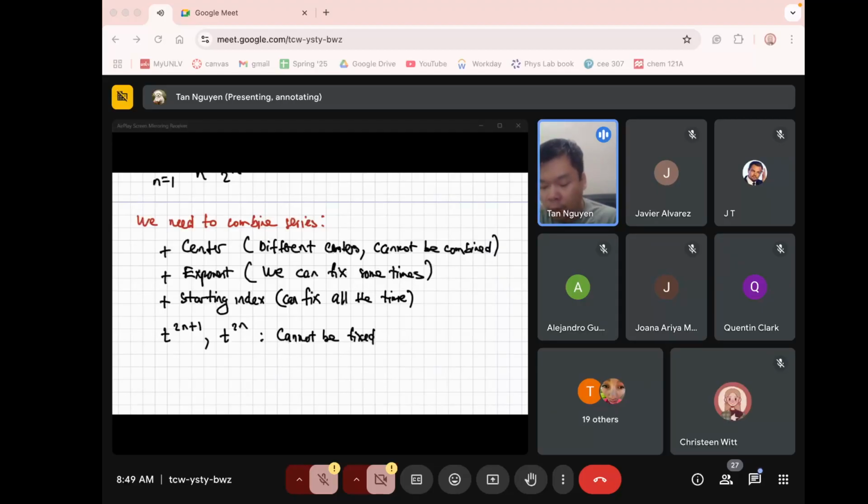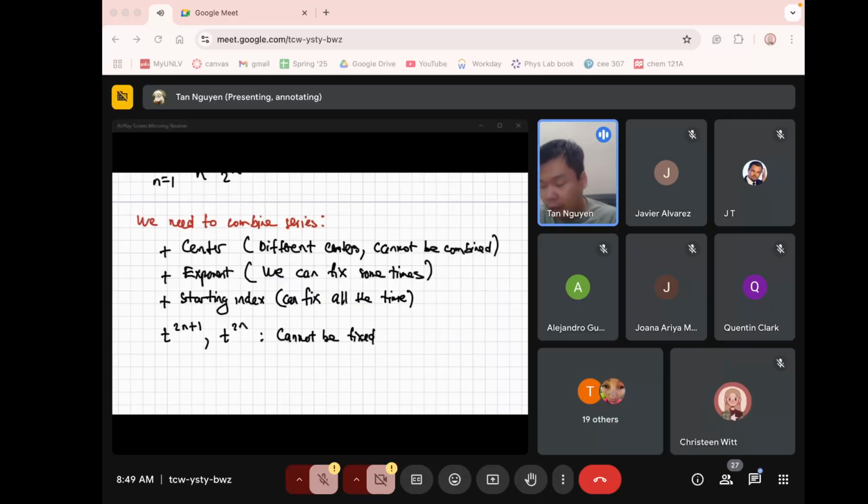What kind of number would 2n plus 1 be, guys? What kind of number is 2n plus 1? It's an odd number, isn't it? And what kind of number is 2n? It's an even number. So that's it. There's no way to make an odd number become an even number.